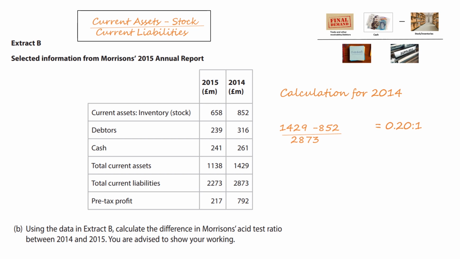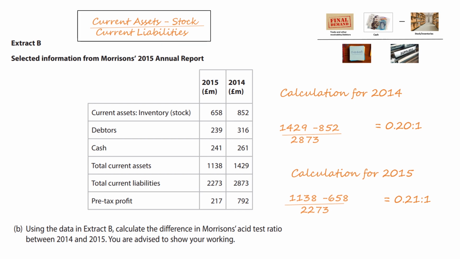So that's 2014. Let's do the same for 2015. Current assets for 2015, 1,138. Minus the stock. You must remember to deduct the stock. That's 658. Divided by the current liabilities, which is 2,273. And that equals 0.21 to 1.